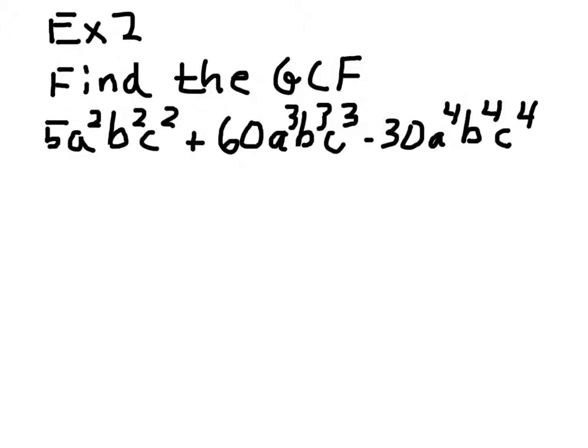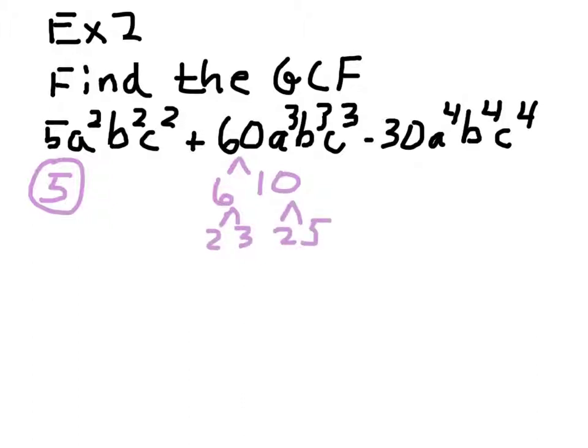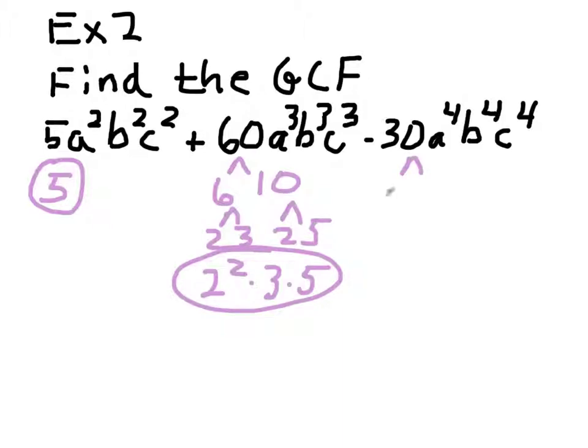All right, same thing. I'm going to start by doing a factor tree. So 5 I can't break down. So 5 is my prime factorization. Now here I could use 6 times 10, 2 times 3, 2 times 5. So what do I have there? 2 squared times 3 times 5. For 30, 5 times 6. Break down the 6 to 2 times 3. So what do I have? 2 times 3 times 5.